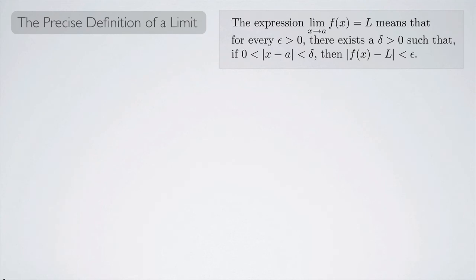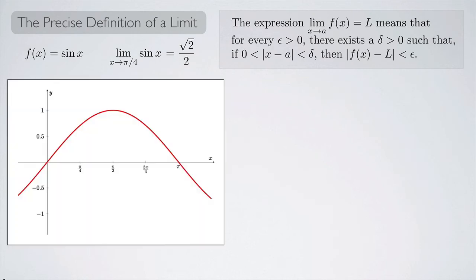So let's look at one more example. Suppose I have the function f of x equals sine of x, and I want to look at the limit as x approaches pi over 4 of sine of x. So I know that that's going to be the square root of 2 over 2. Here's a graph of sine of x, and so if we look at the graph, here is pi over 4, and I know if I were to trace this up and trace it over, that root 2 over 2 would be about here on the y-axis.